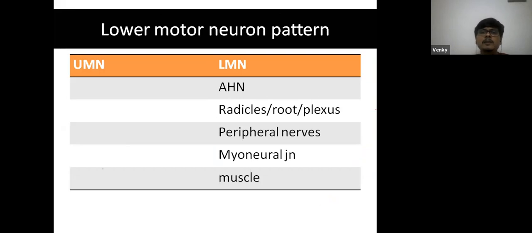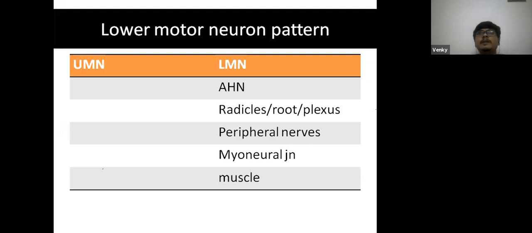If a patient comes to you and you see wasting and fasciculation, you definitely know that this is a lower motor neuron type of lesion, and you have to localize the lesion. Where is that? In anterior horn cell lesion, there will be differential wasting and weakness.